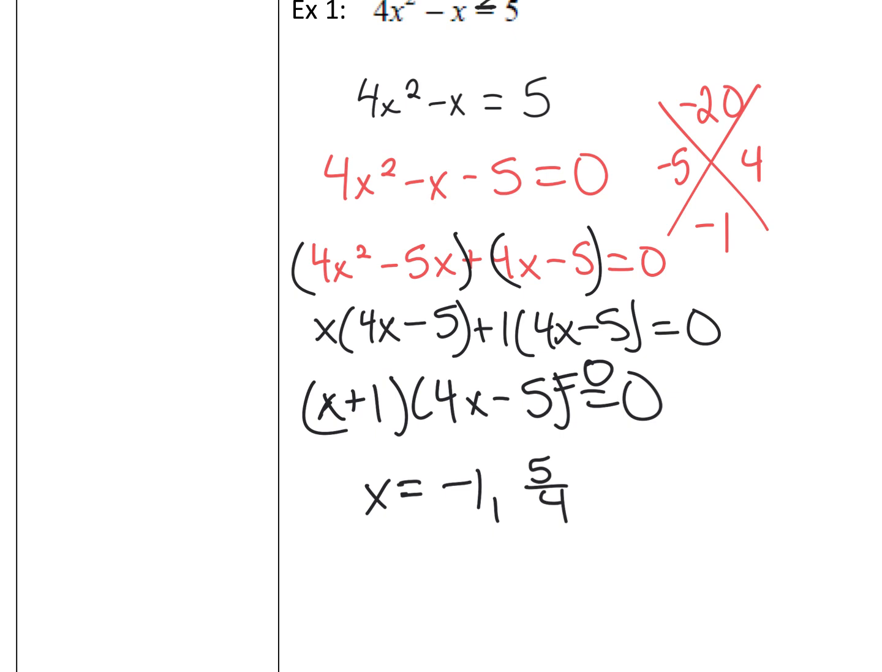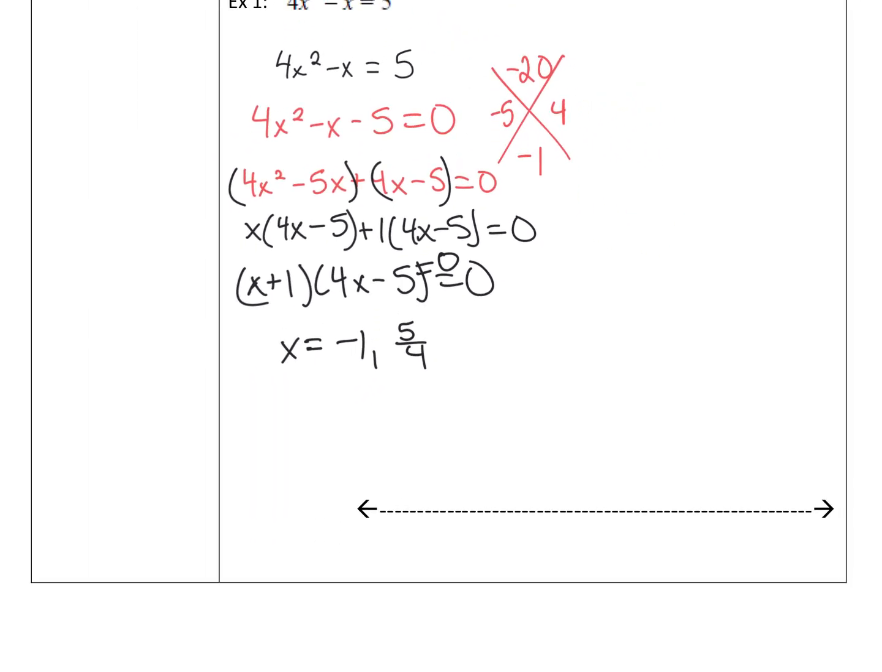Okay, so far we've learned nothing new, other than to change that to an equal sign from the beginning. We should already be familiar with the X method and how to do that. So now, I've got these two numbers, and I'm going to put them on a number line. Which one's going to come first? The negative 1, and then the 5 fourths will go after.